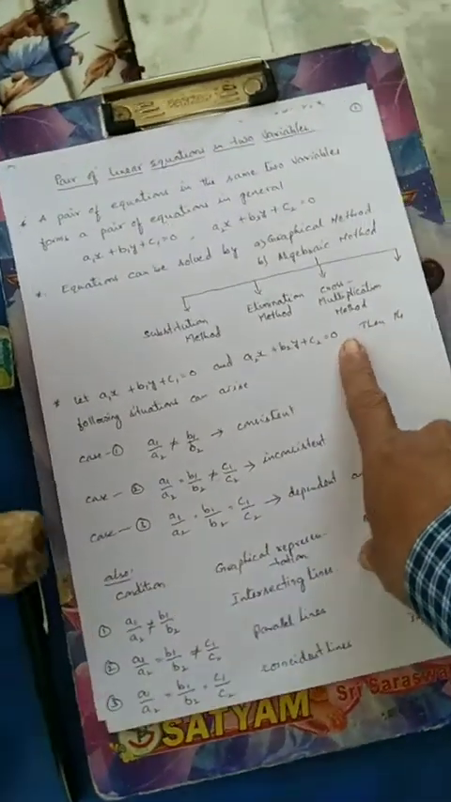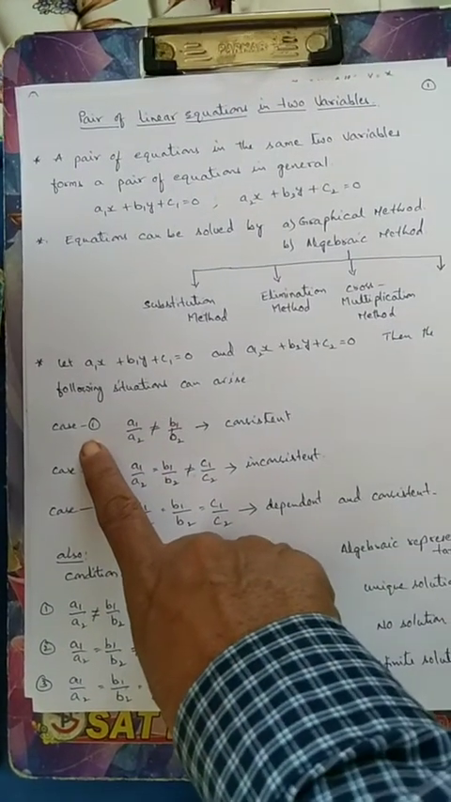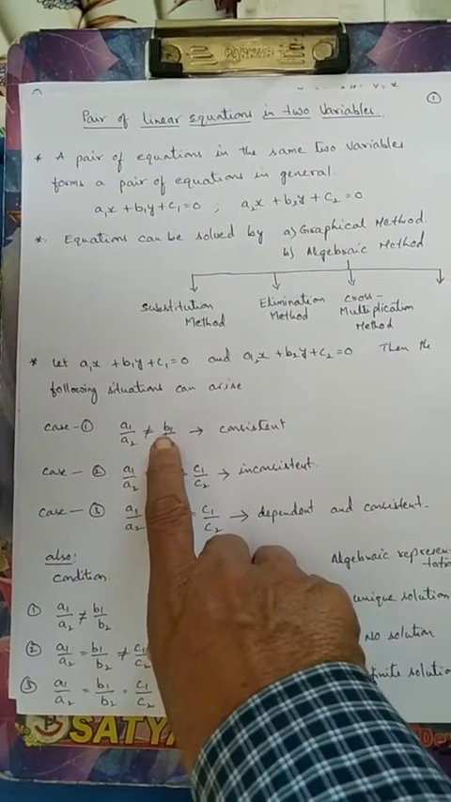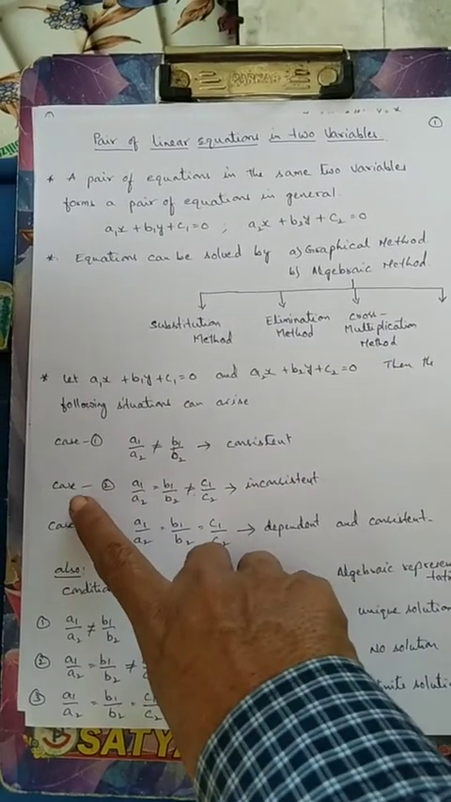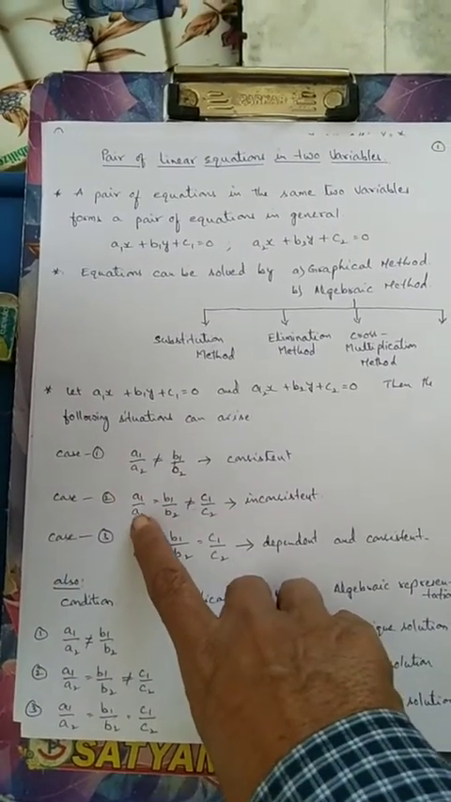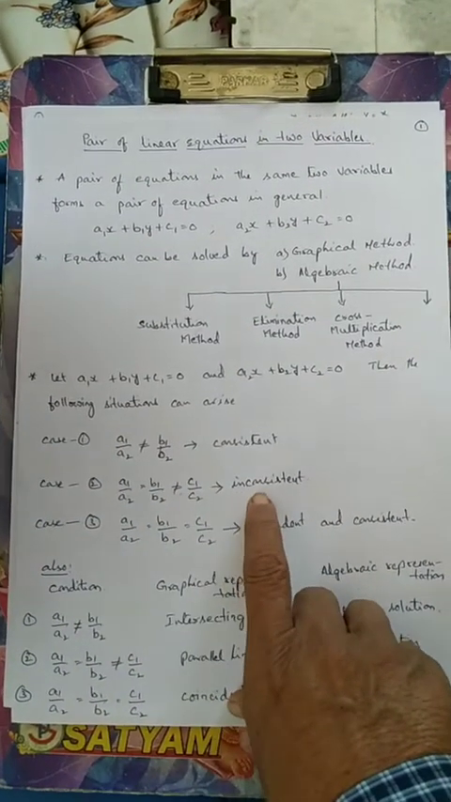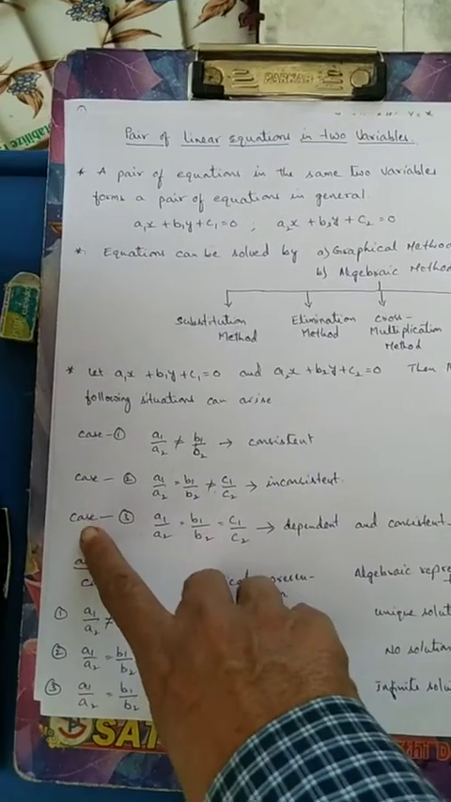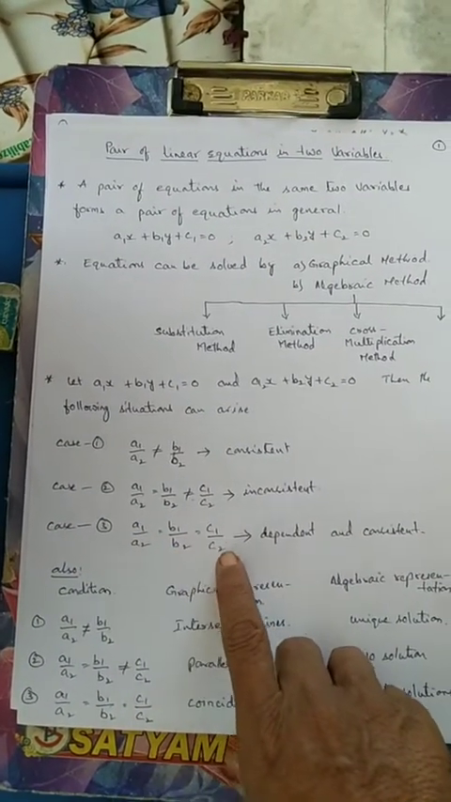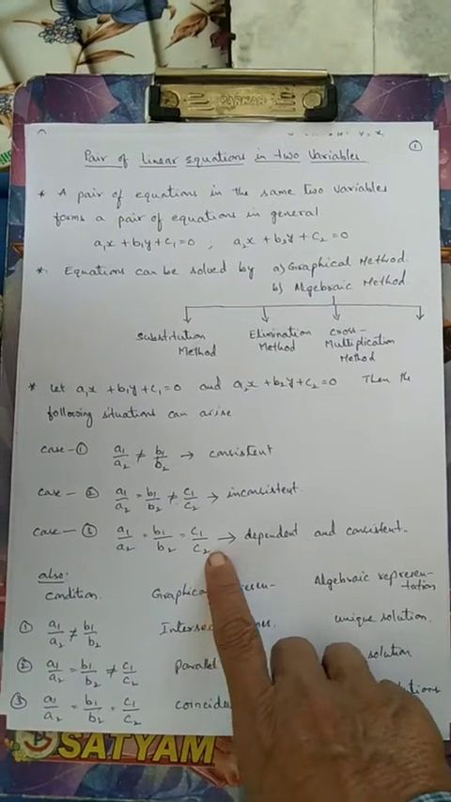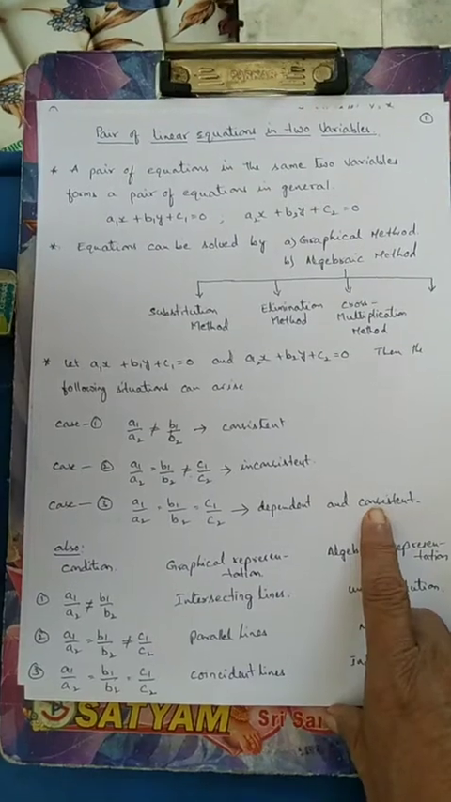Now in that case, what will happen? The following situations will arise. First is case 1, a1 by a2 is not equal to b1 by b2. We call that consistent. In case 2, a1 by a2 is equal to b1 by b2 is not equal to c1 by c2. This is inconsistent. In case 3, a1 by a2 is equal to b1 by b2 is equal to c1 by c2. That is called dependent, and we can call that consistent also.